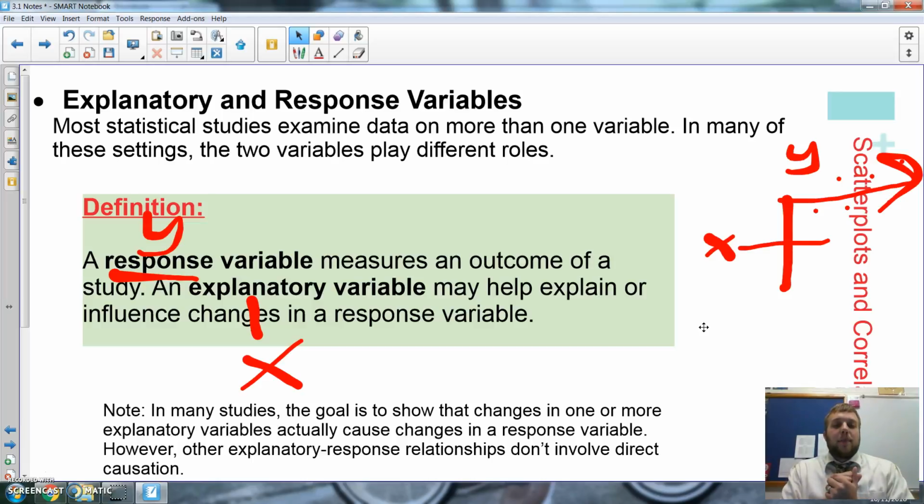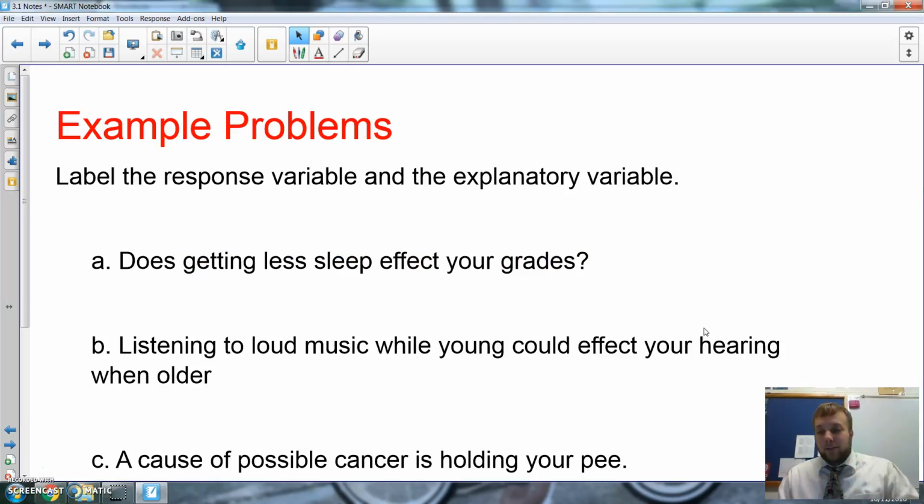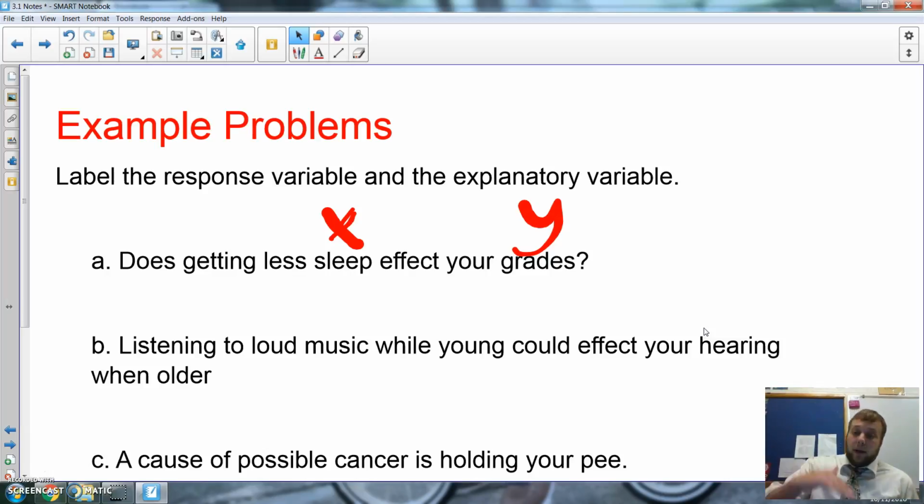So let's just take a couple looks at this, right? If we look at a couple examples, and you guys asked for more examples, so here you got it. Label the response variable and an explanatory variable. Okay, so does getting less sleep affect your grades? Well, what would explain the response? What would explain things? Well, hopefully you'd say sleep would explain my grades, right? So less sleep will explain my grades, right? How much sleep I get will explain what my grade value is. Okay? So sleep is actually my explanatory and grades is my response.